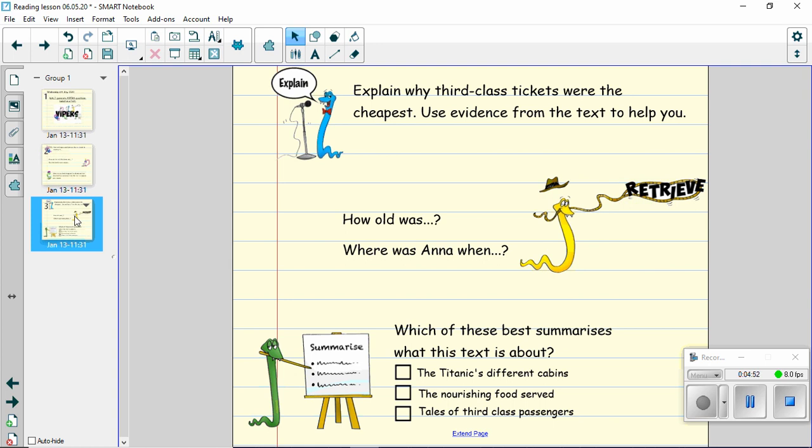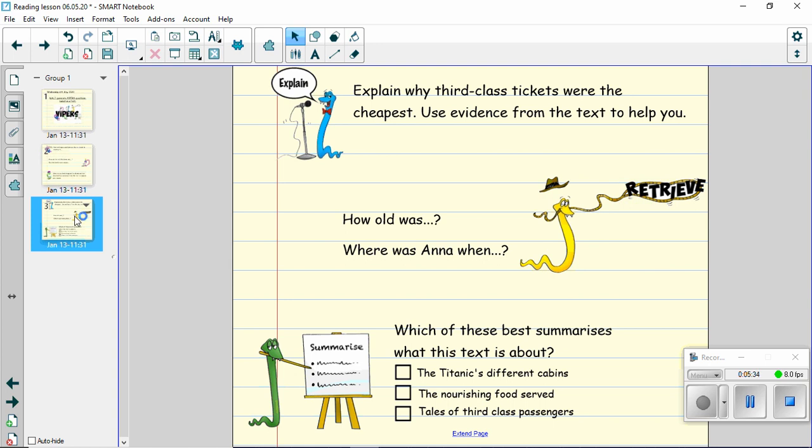Which of these best summarises what this text is about? And quite often they are tick boxes. So it could be the Titanic's different cabins, the nourishing food served, and tales of third-class passengers. Now you've got to be careful on these types of questions because they will always put options which it could be. So for example, it does talk about cabins, that word is mentioned. It does talk about nourishing food, that is mentioned. So a lot of people will generally just put a tick in really quickly without reading them carefully. And obviously this one, it's really about the tales of two third-class passengers because we find out about Minnie and we find out about Anna.